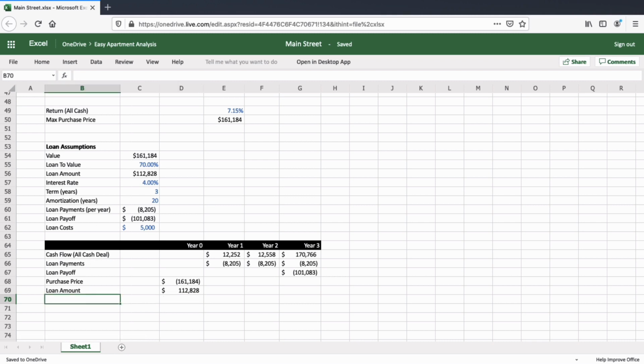And then we have loan costs. And that's going to be a negative amount because that's a cost. As you look at these, this is cash flow from you as the investor's perspective. And then we can actually do a new cash flow line here.